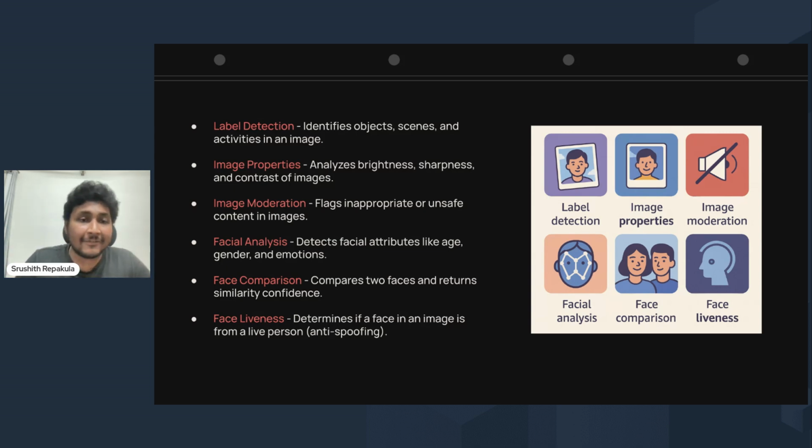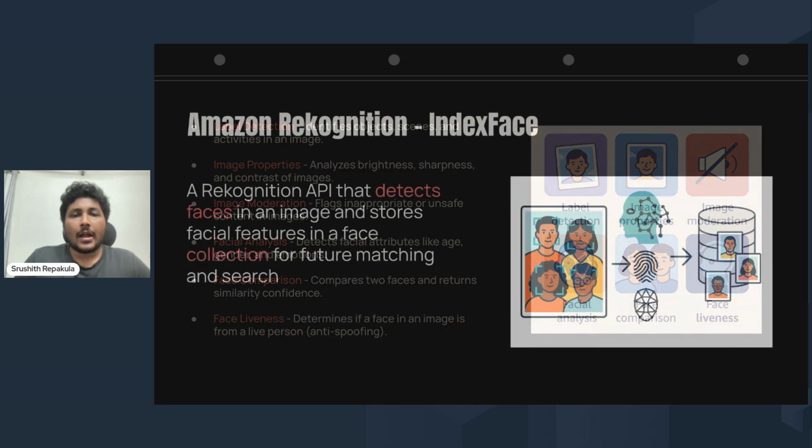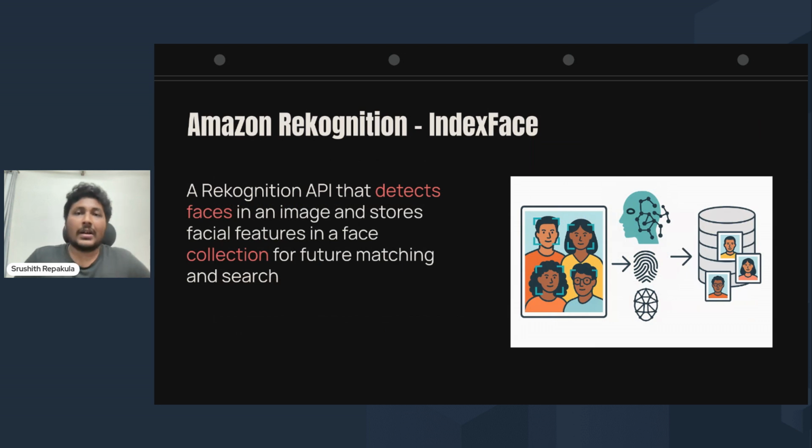Then you have face liveness. This is new, if I'm not wrong. It determines if a face in the image is from a live person, or if it is spoofed, or whether the image is live or not. So this helps with that. As I said, Amazon Rekognition is the hero of our application.